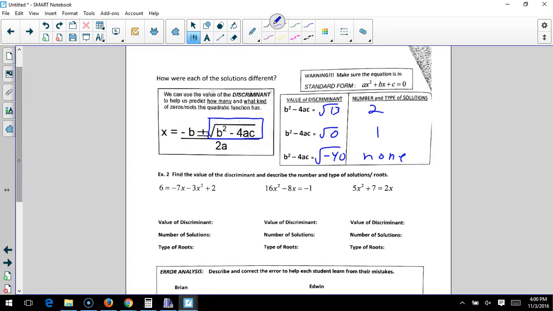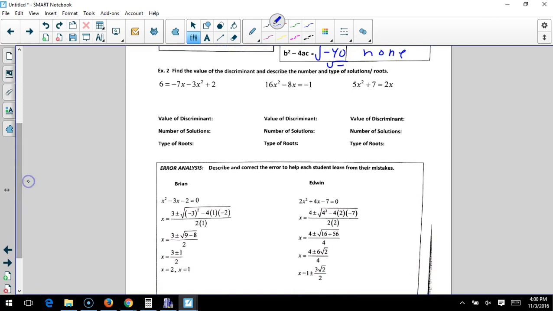So if the value of the discriminant is positive, a positive number, like we had there with 13, we end up with 2. If it's 0, it's 1, and if it's negative, it's none. So, find the value of the discriminant and describe the number of solutions.